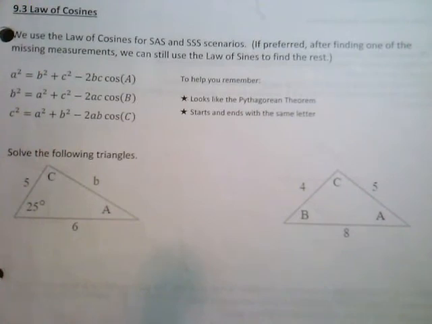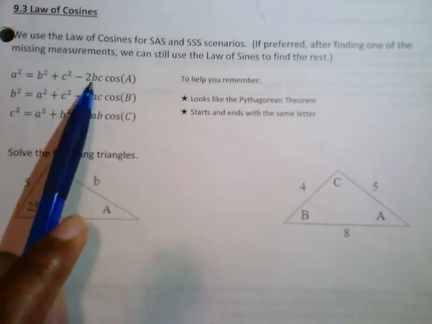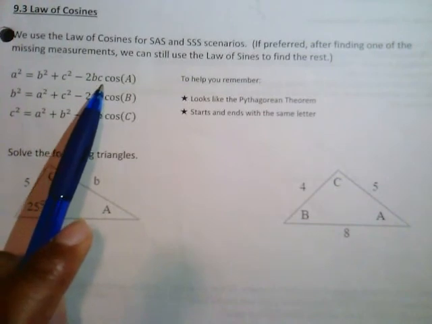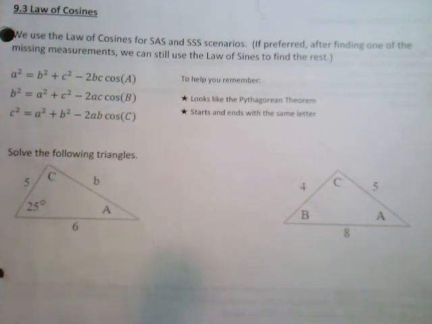As you can see, for your law of cosines formulas for your triangles, you have one of three different formulas to use depending on which information you're looking for. So you start out with the simple Pythagorean theorem looking formula, but all of them have minus 2 times whatever sides are given times cosine of the angle that you're either looking for or the angle that you already have. So you have a squared equals b squared plus c squared minus 2bc cosine a.